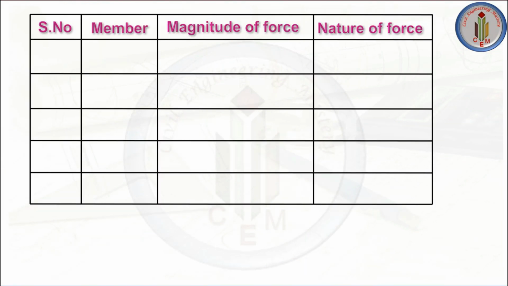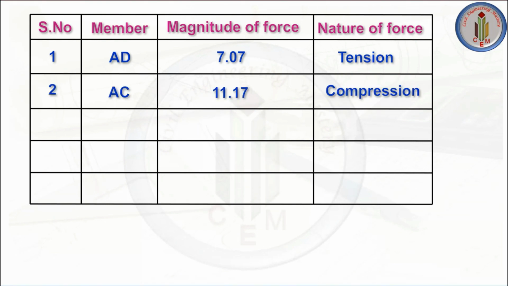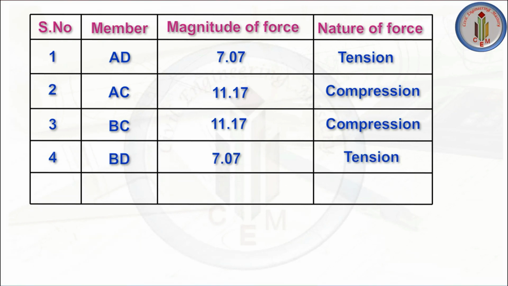We have found all the unknown forces. Now let's tabulate all the values. First is member AD, the magnitude of force is 7.07. All the force units are in kilonewton. The nature of force is tension. Next, member AC is 11.17 and it is a compression member. Member BC is also 11.17, a compression member. Member BD is 7.07, which is a tension member. Member CD is 9.998, which is also a tension member.